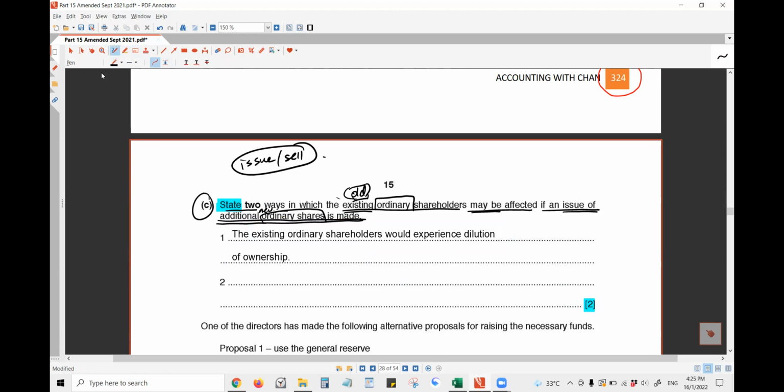And then let's write one more point. We can talk about the dividends. Okay, imagine that there are many ordinary shareholders, and they would have to share the dividends when the company has made money, right? So you write down together with me for the second point.